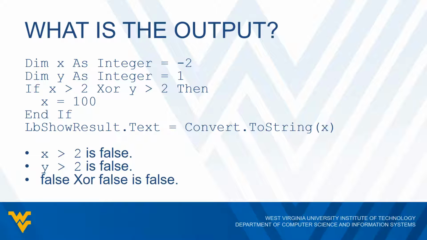So we have false exclusive or false, which means the whole thing is false. We skip the x equals 100 line. So we're going to store -2 in our label text. Therefore, the output is going to be -2.